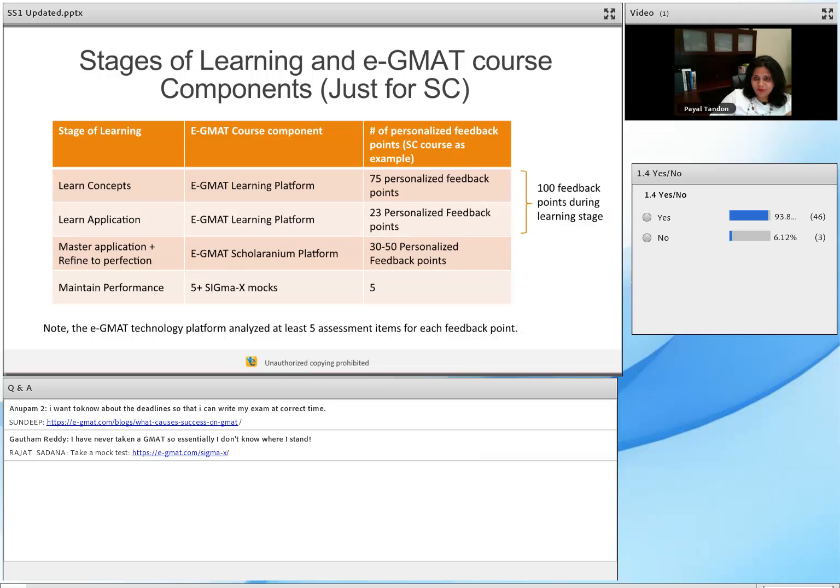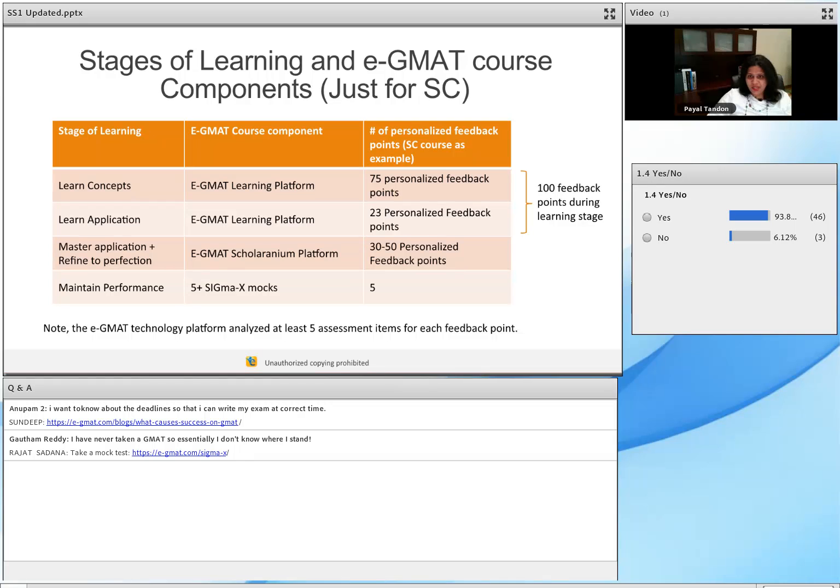In this learning platform itself, you get about 75 personalized feedback points. Then you learn the application. You get 23 feedback points here. Then you master your application and your concepts, and you get 30 to 50 feedback points here. And then when you are in the test readiness stage, your stage 3, you have 5 Sigma X mocks that you can take. So again, the e-GMAT technology platform gives you feedback at each and every stage of your learning so that you are learning in the right way, so that you're spending time where you need to spend time.